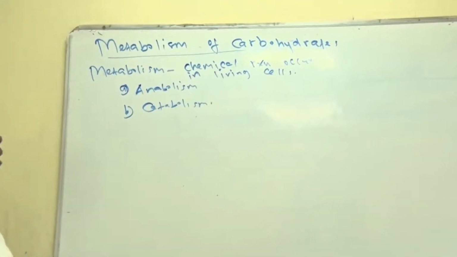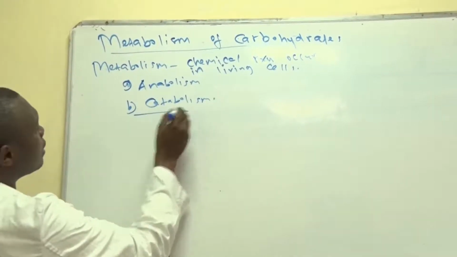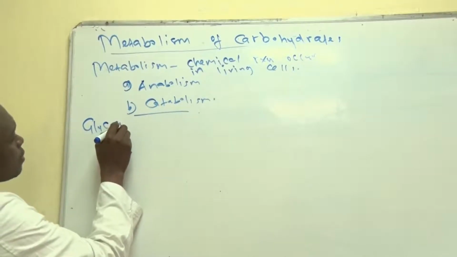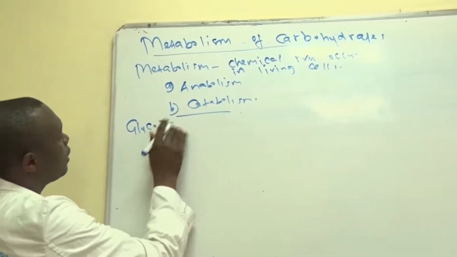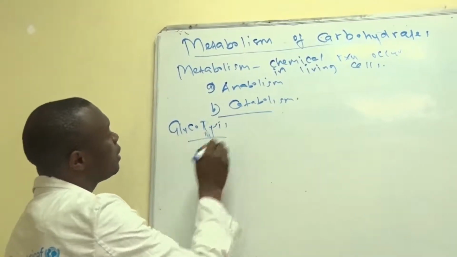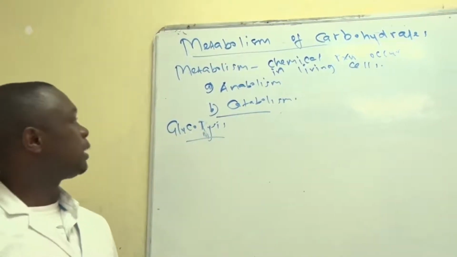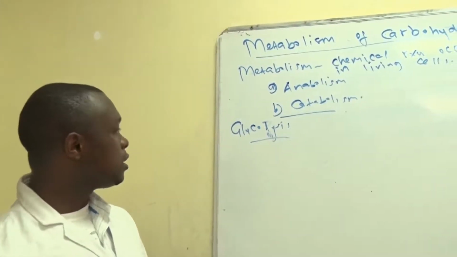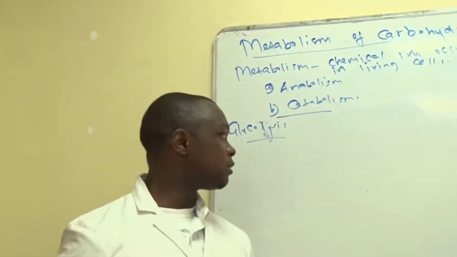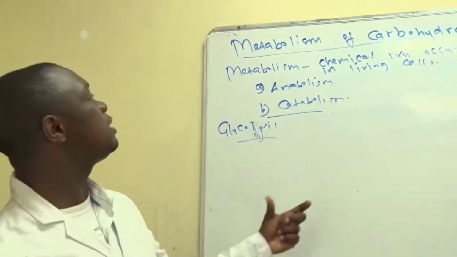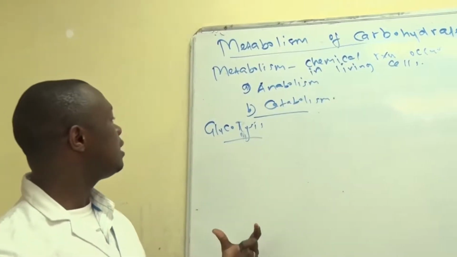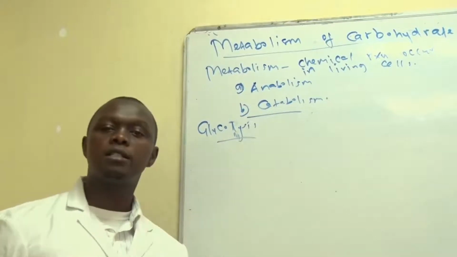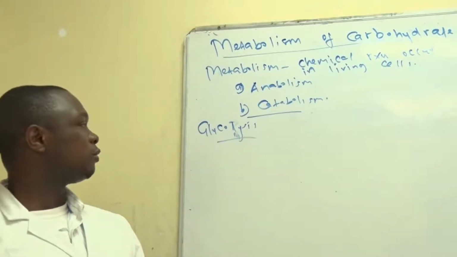Now I want us to look at glycolysis. Glycolysis is a metabolic process which occurs in a living cell. Glycolysis occurs after digestion has taken place. When the carbohydrate food is eaten and digested, the final product is normally called glucose. Glucose is taken to the cells, okay, where it is used to form energy.